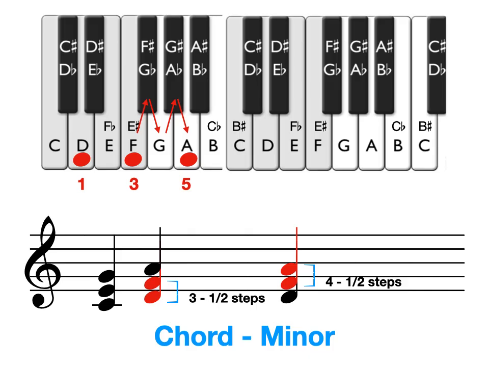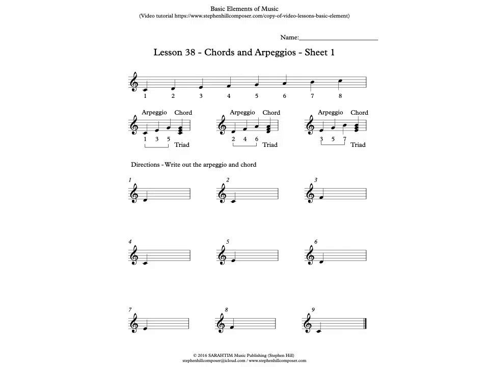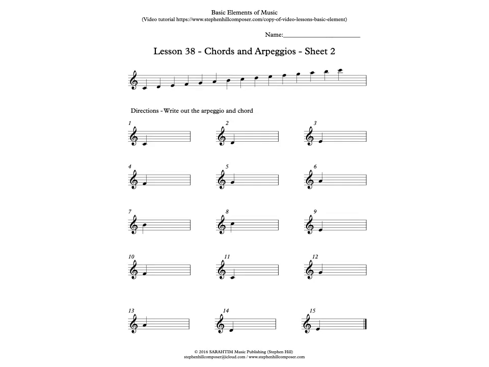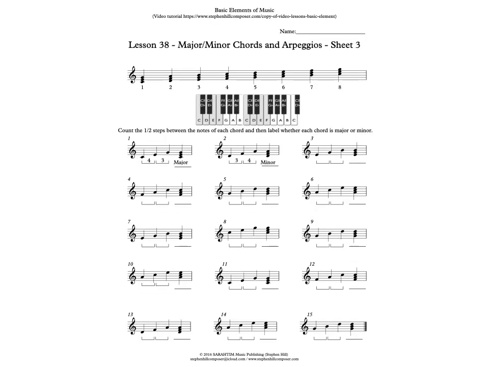So in your worksheet, you're going to just spell out arpeggios. Okay? Remember, you're skipping every other note. So you're going to do arpeggios for the second sheet too. And here in the third sheet, you're going to look at the arpeggio and identify the distance between the first and the third note and the distance between the third and the fifth note. So between 1 and 3 and 3 and 5.